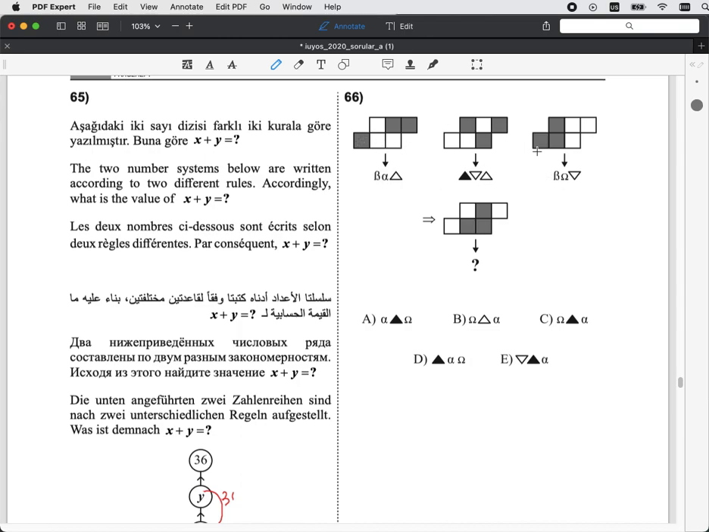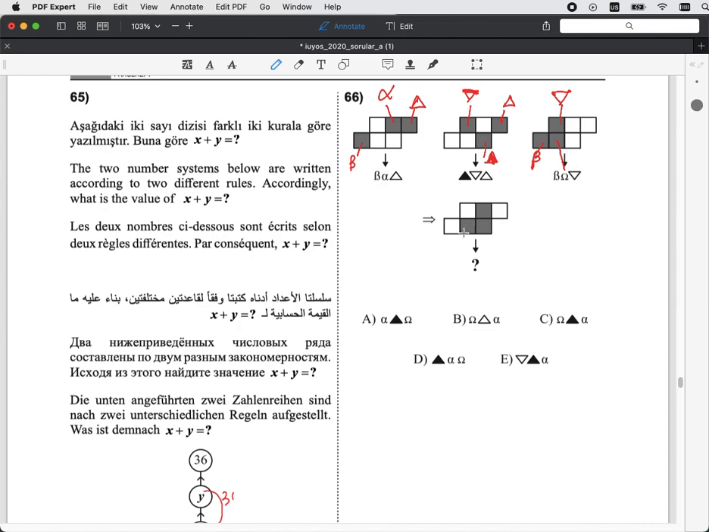Beta. Okay. These two have the same thing as here. So this is beta. This is beta. And okay, the triangle. In these two shapes, the same one is here. Right? So this is triangle. And this one here is the upside down triangle. And alright, then this should be alpha. This should be the black triangle. And this should be gamma.